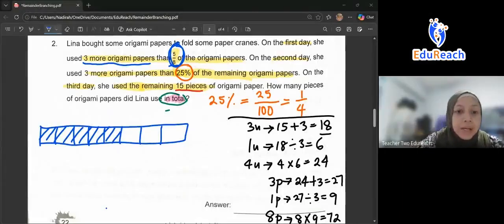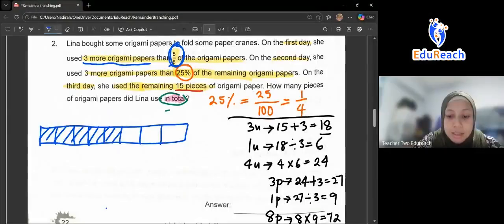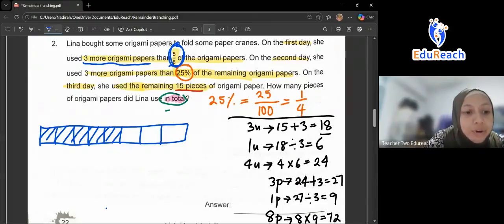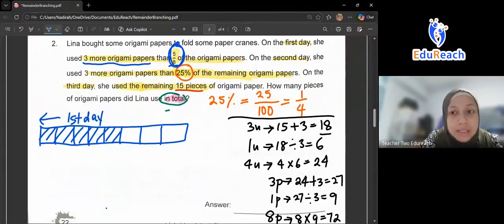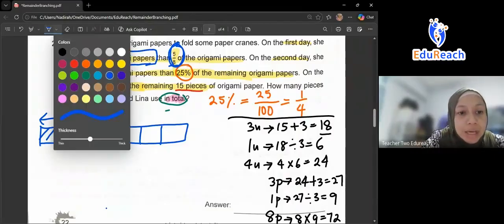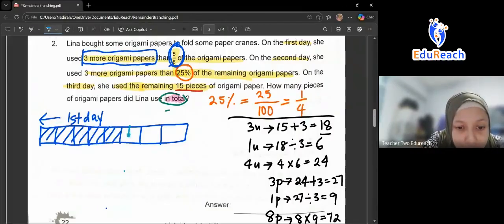Okay. All right. Then, after you shade 5 out of 8, this is for the first day. But the first day, it's not just 5 out of 8. She also used 3 more than this 5 out of 8. So meaning, I've got to shade extra, maybe in the 6th unit, I cut a bit, then I shade and I show that this is 3.